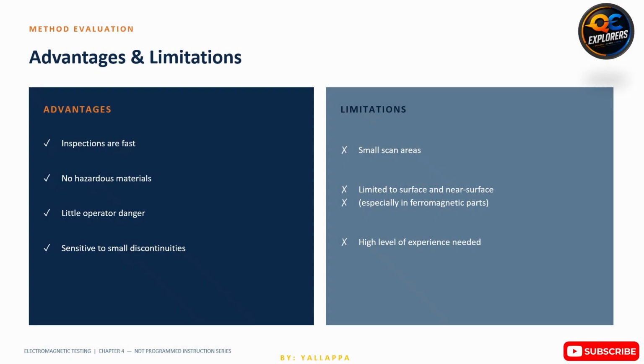Like every non-destructive testing method, eddy current testing has both significant advantages and important limitations. Understanding these strengths and weaknesses helps inspectors select the most appropriate inspection technique for a particular application. One of its greatest advantages is inspection speed. Large numbers of components can often be examined quickly, making the method ideal for production environments and routine maintenance inspections.